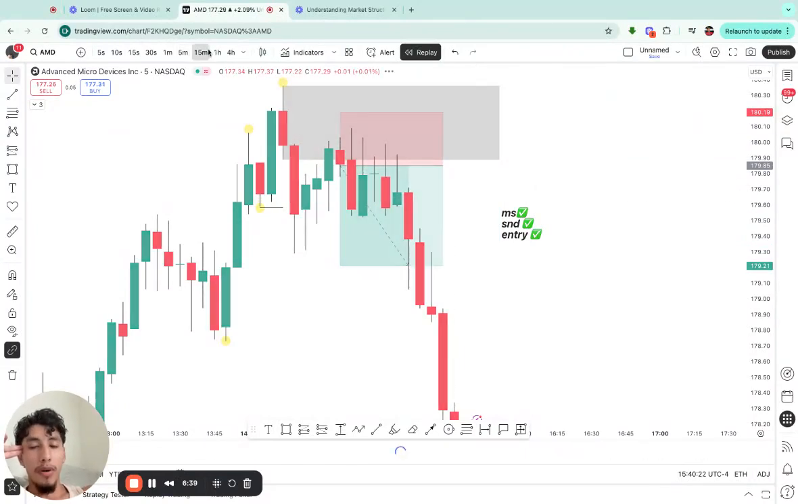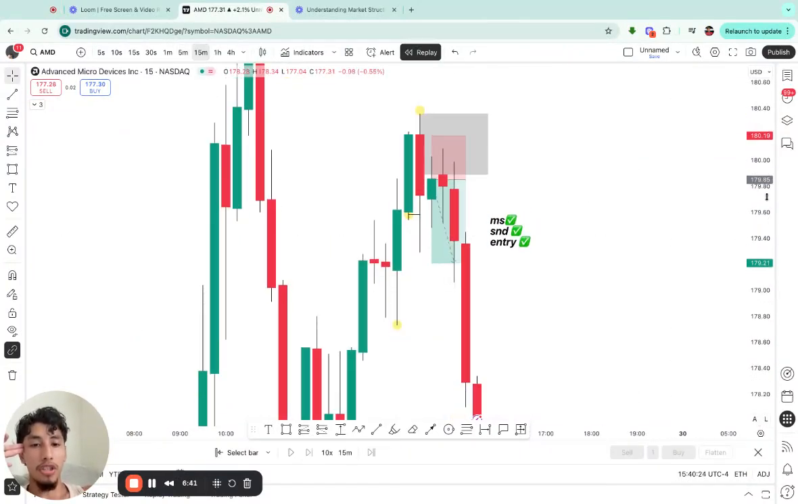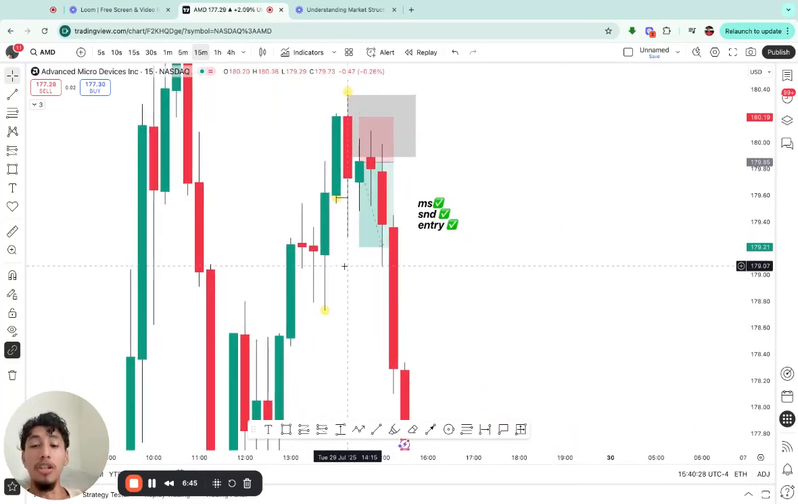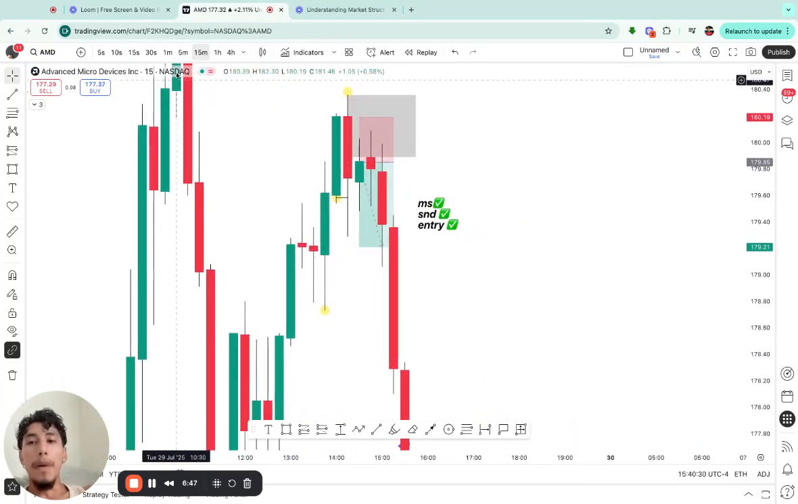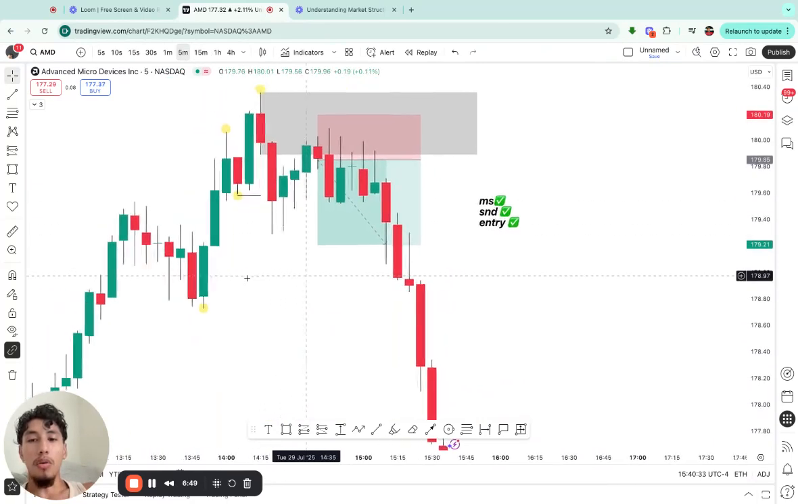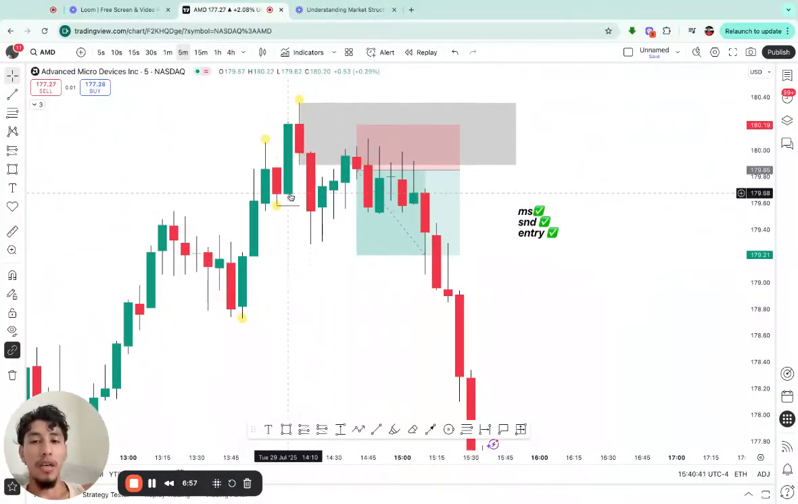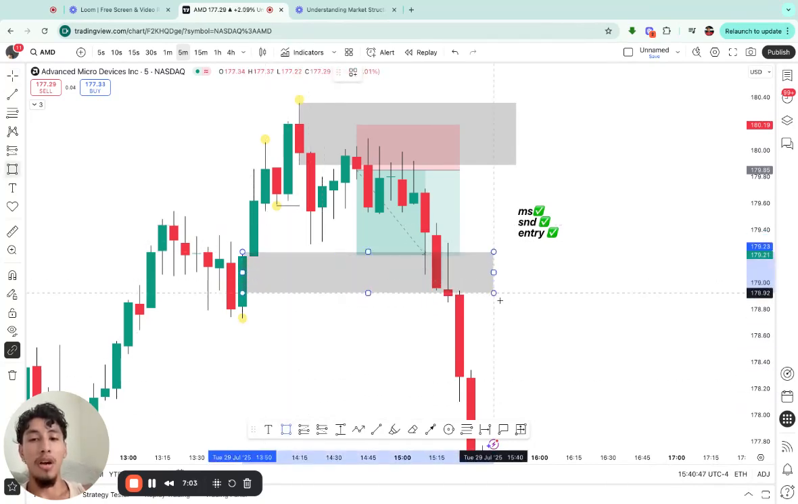But what messed it up for me? What messed it up? Let's be real. Structure, not understanding structure. That messed everything up. Because right here, I understood structure on the 15-minute, but structure on the 5-minute said something different. It was like, hey, we're bearish now. We're no longer bullish. We were shifting. But instead of going with what the market was telling me, I was trying to go against it and trying to force this trade right here off of this zone.